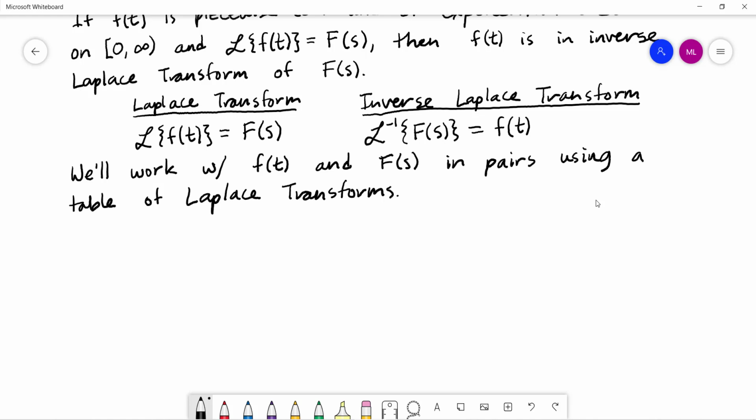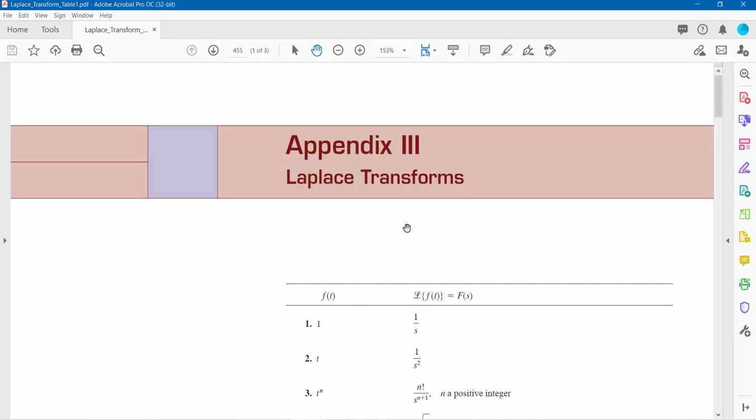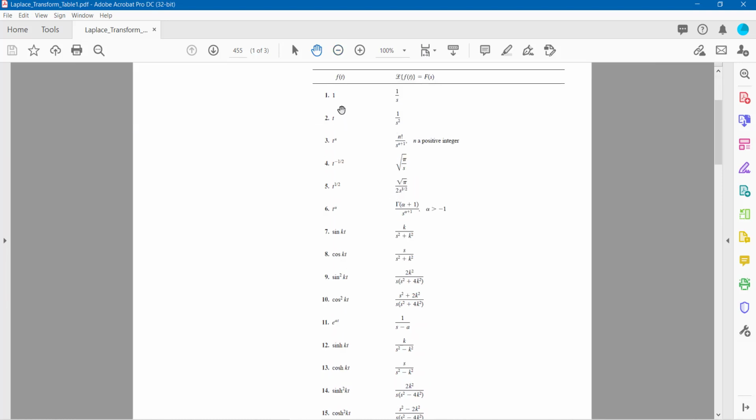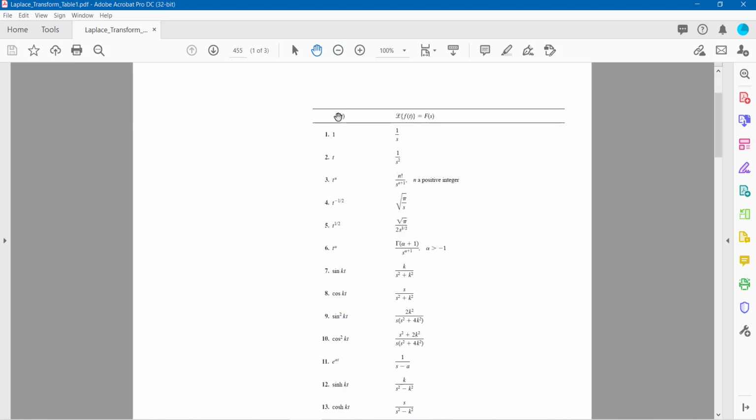So the table that I'm going to use is in the book. It's in the appendix. I have a copy of it here. I'll just bring it up for us to look at. So this is what the Laplace transform table looks like in the appendix. Let me zoom out a little bit. It's 3 pages long. So it has an f of t on the left, and then the capital F of s on the right, the Laplace transform of this particular f.